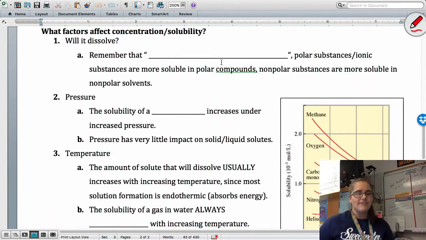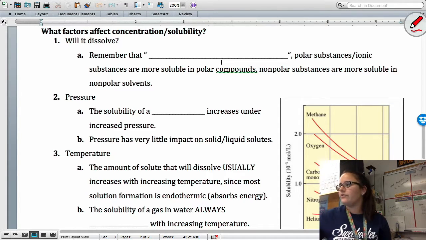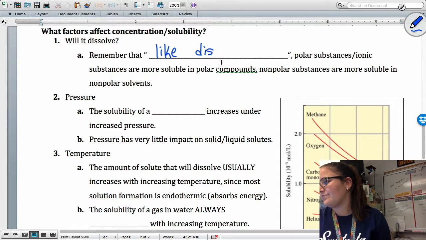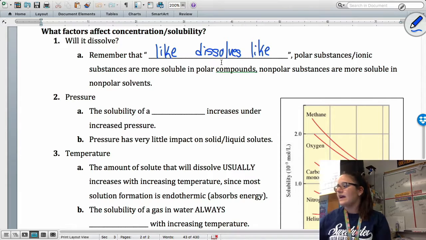Okay, so what factors affect the concentration, or what factors affect how much will dissolve? First, you need to know if something will dissolve. So when thinking about whether or not something will dissolve, always remember like dissolves like. In other words, polar or ionic substances are more soluble in polar solvents, where nonpolar substances are more soluble in nonpolar solvents.